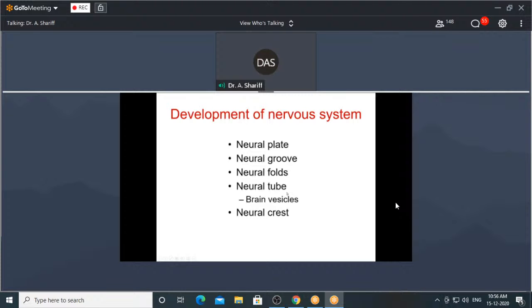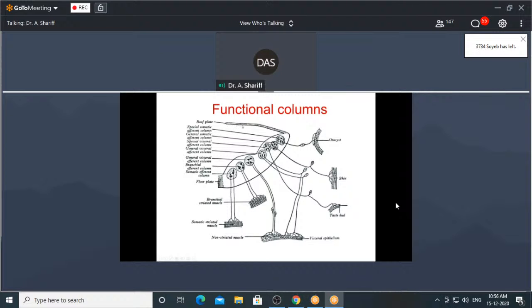Tube. Okay, this side is the ventral side of the neural tube, and this side is the dorsal side of the neural tube. So in the region of the fourth ventricle, that is called the rhombencephalon. The prosencephalon, that is the forebrain, and then the mesencephalon or the midbrain, and the rhombencephalon or the hindbrain. Okay, and this is a cross section of the rhombencephalon.